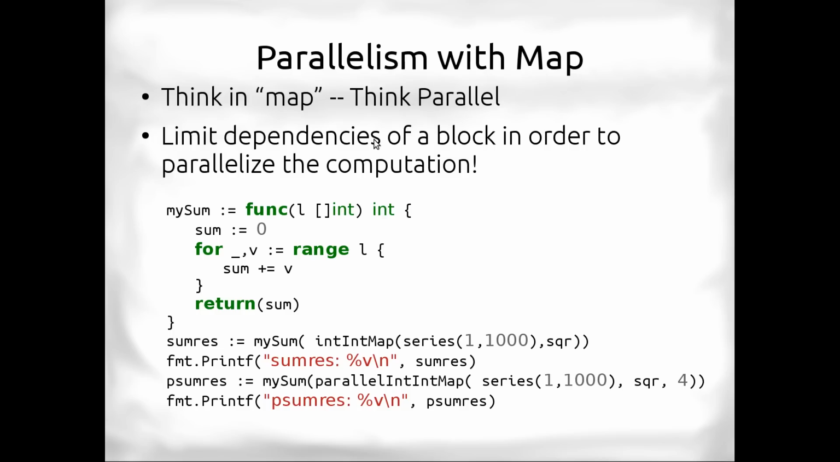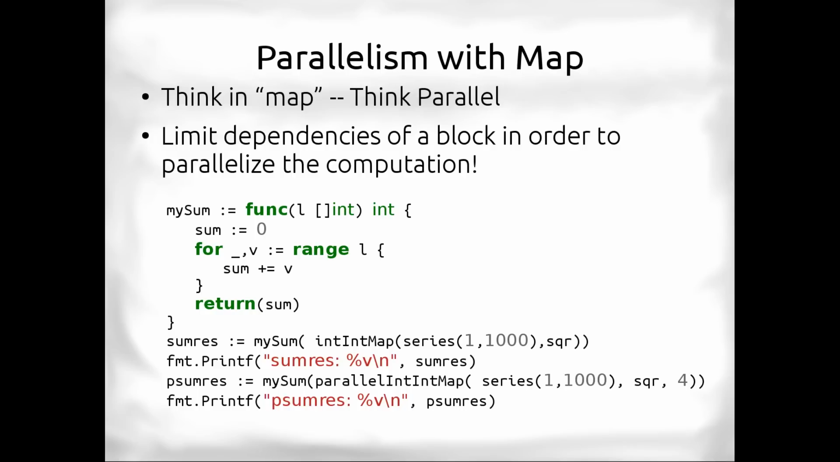Well, one reason people like the map function is it's easy to parallelize. The idea is that the function you pass in the map doesn't have a lot of state to it, so you can apply it in parallel. This is because you limit the dependency of a block in order to actually run it.